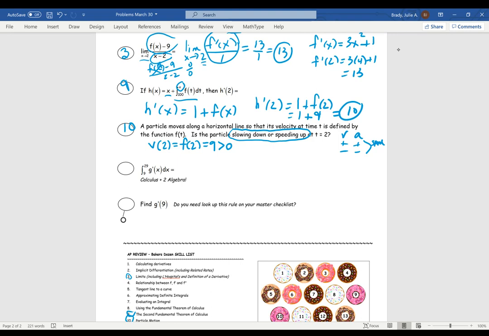Now if we do acceleration at 2, which is v prime of 2, which is f prime of 2, which I think we already counted, that's 13. A lot of times in the free response, you use things you calculated earlier. You know that's bigger than 0. Okay, I'll make a little space here. Therefore, speeding up. How come? Because v of 2 and a of 2 are both positive. Okay, let's look at the next one.